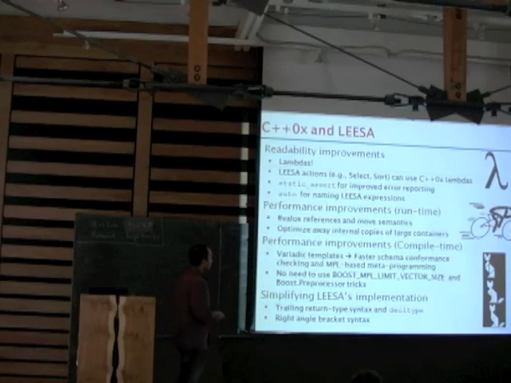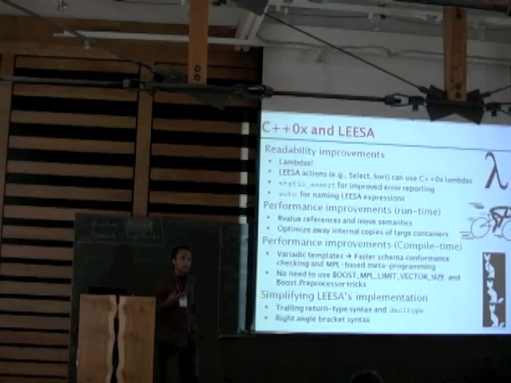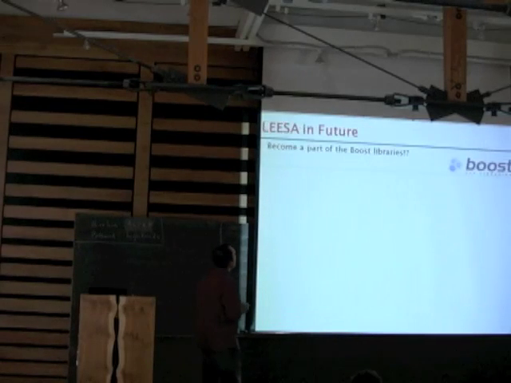It's just a matter of creating some macros, I think. And Lisa's implementation can again be simplified in C++0x using trailing return type syntax because it's all hand-coded expression templates. I don't have to know those types as a developer, and a few other things. So I think C++0x has a lot to offer to improve any generic library.